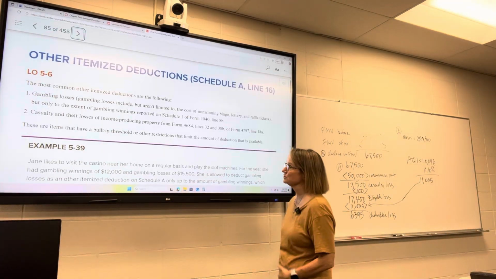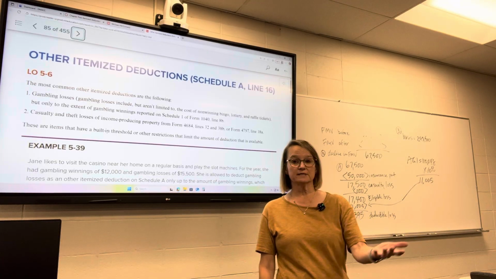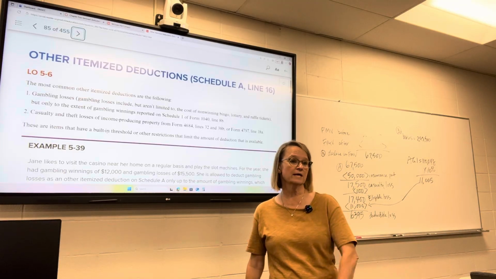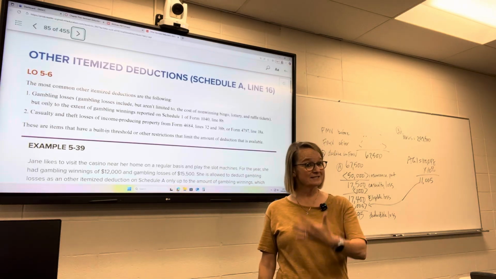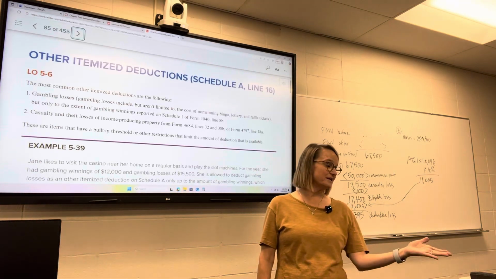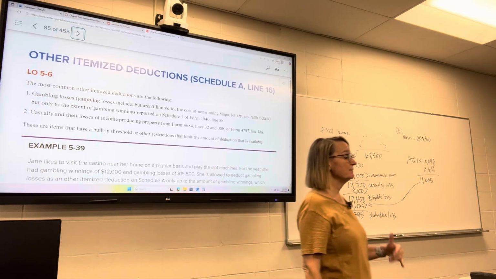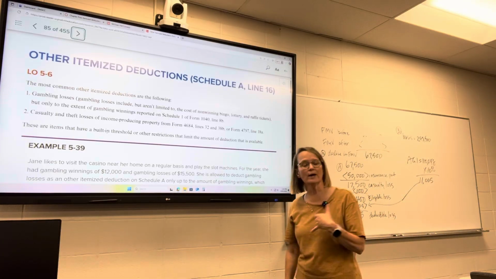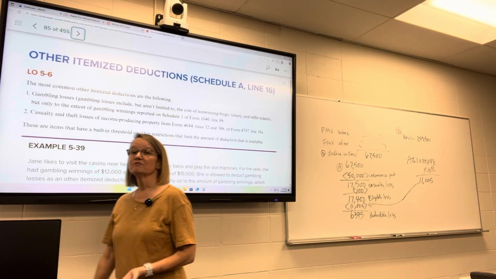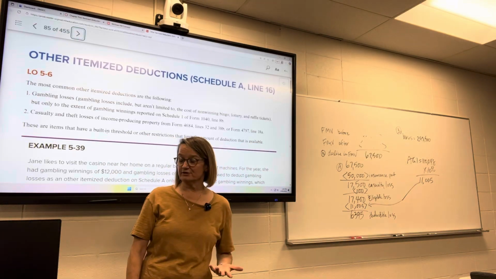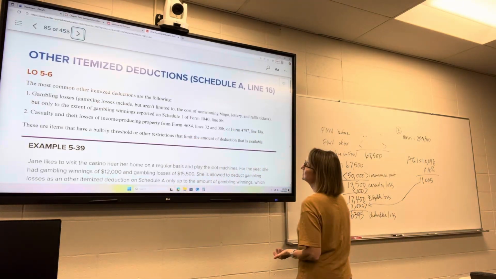So, other itemized deductions: gambling losses are deductible. So if you go to the casino and you spend $600 and you win $12,000, you can deduct the $600 that you spent to offset the $12,000 as long as you itemize your deductions, right? But it is limited to the amount of winnings. So if you go to the casino and you lose $600 and you win $500, you are limited to a $500 deduction. You can only take the loss up to the amount of winnings.